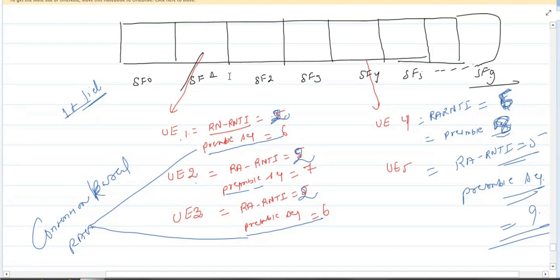Preamble sequence: suppose I'm just telling some random values, UE1 having 6, UE2 is 7, UE3 again 6. So UE1 and UE3 have the same preamble sequence, which means UE1 and UE3 will initiate the contention based Rach procedure. UE2's preamble sequence is not the same, so this is the non-contention based Rach procedure. Same story here. I think now it should be clear about the Rach request message and all its parameters.